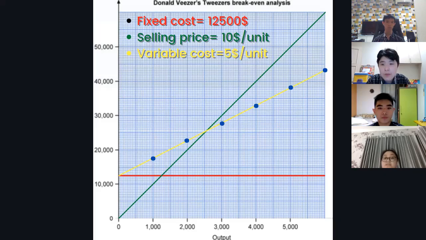However, when the output is 1,000, we multiply it by $5 of the variable cost and add the fixed cost to get the total cost. Therefore, the total cost would be $17,500. This process will go on to calculate the other outputs of the business to get the total cost line.